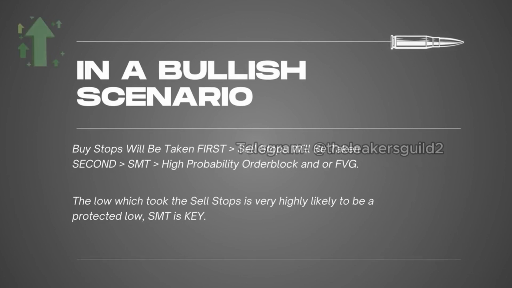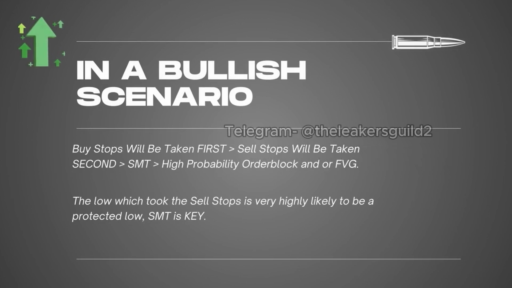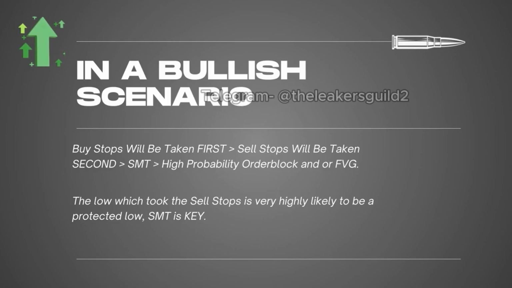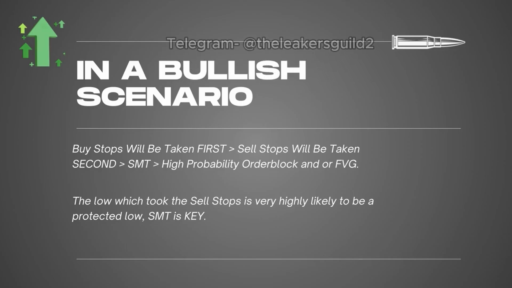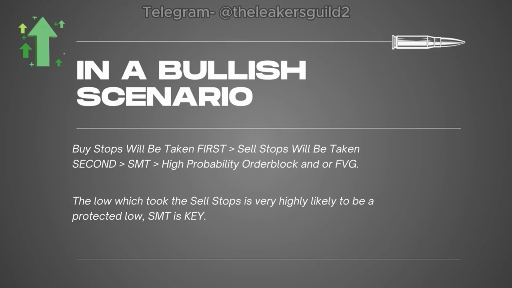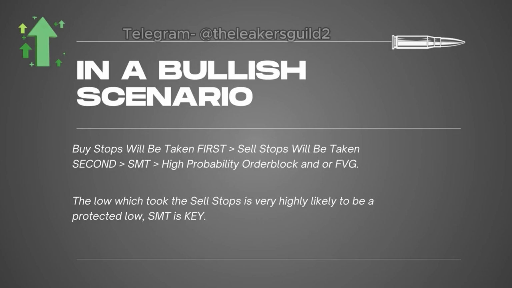Now in a bullish scenario, we want to see those buy stops getting taken out first, then the sell stops will be taken, and then again we want to be waiting for that SMT to form, right? Because that high probability order block or fair value gap forms once that SMT is formed. The low which took the sell stops is very highly likely to be a protected low, and again SMT is key over here.